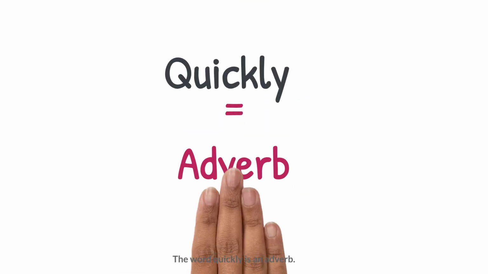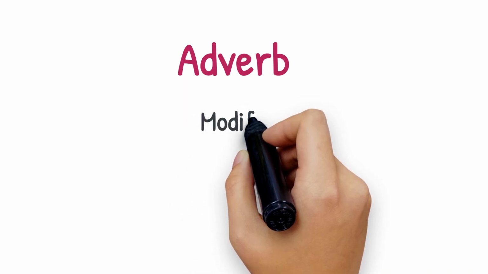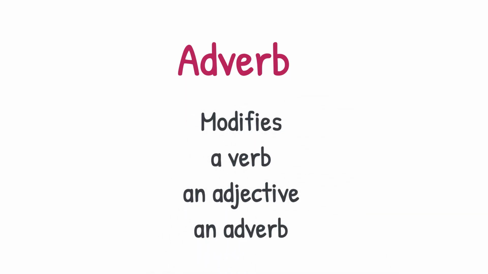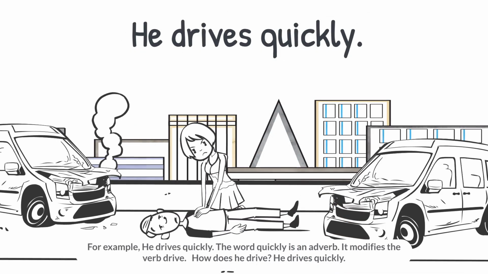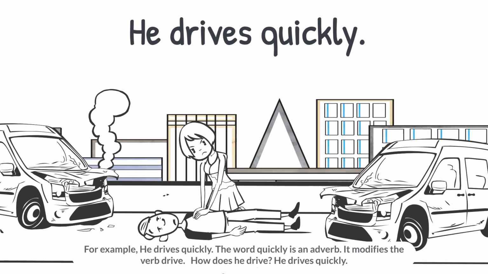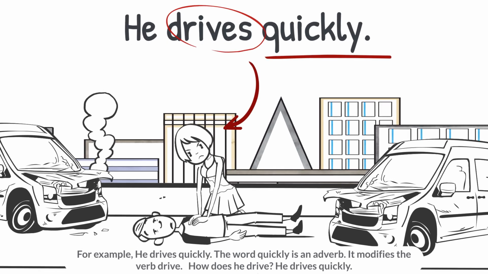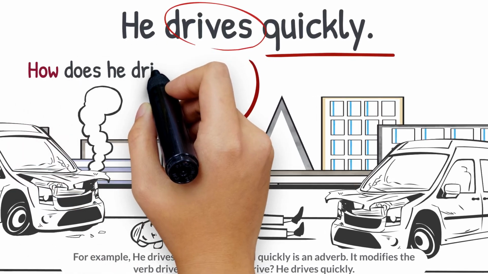The word quickly is an adverb. An adverb is a part of speech that modifies the meaning of a verb, an adjective, or an adverb. It answers the question, how? For example, he drives quickly. The word quickly is an adverb. It modifies the verb drive. How does he drive? He drives quickly.